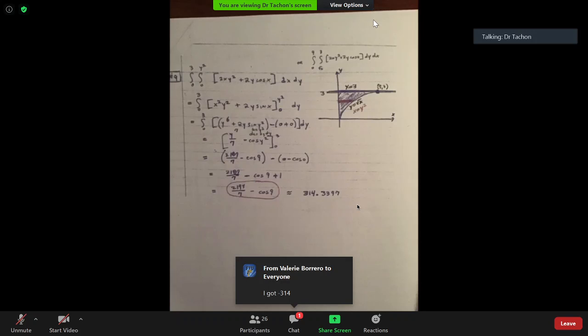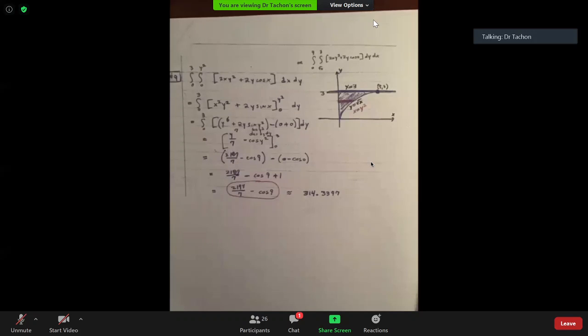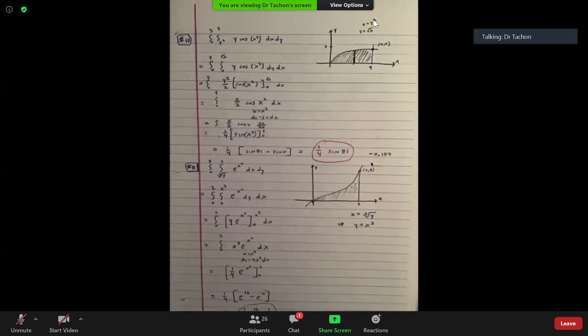So 314 should be positive. We're finding volumes, so we're not going to have negative numbers, right? So it should be positive. Did you do the fundamental theorem of calculus the right way? Plug in the top, plug in the bottom. So check that over. All right.